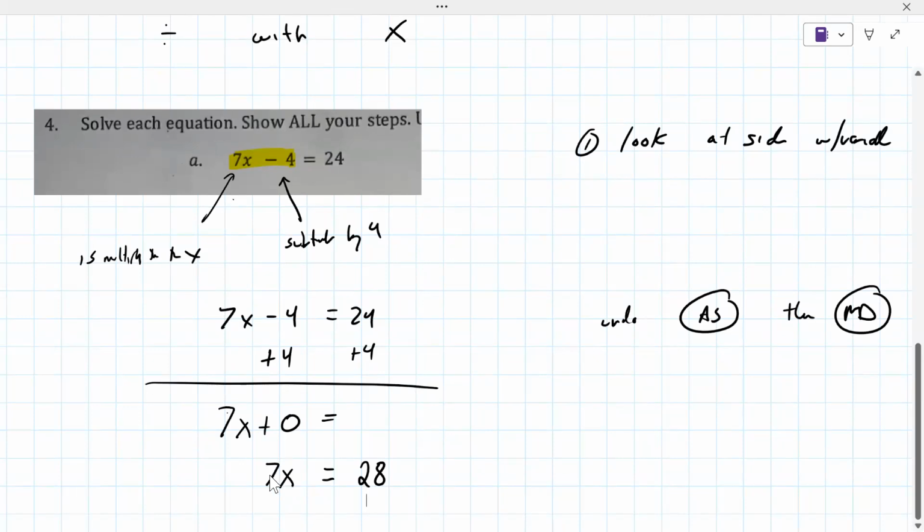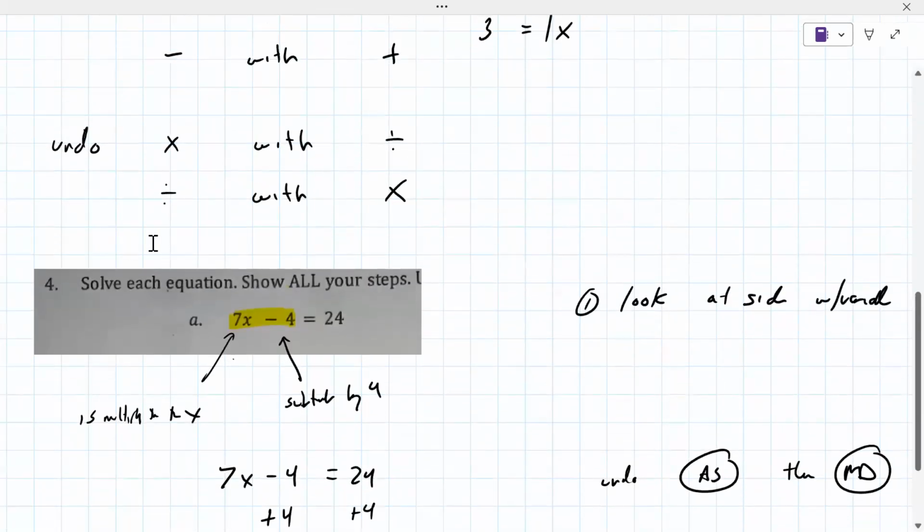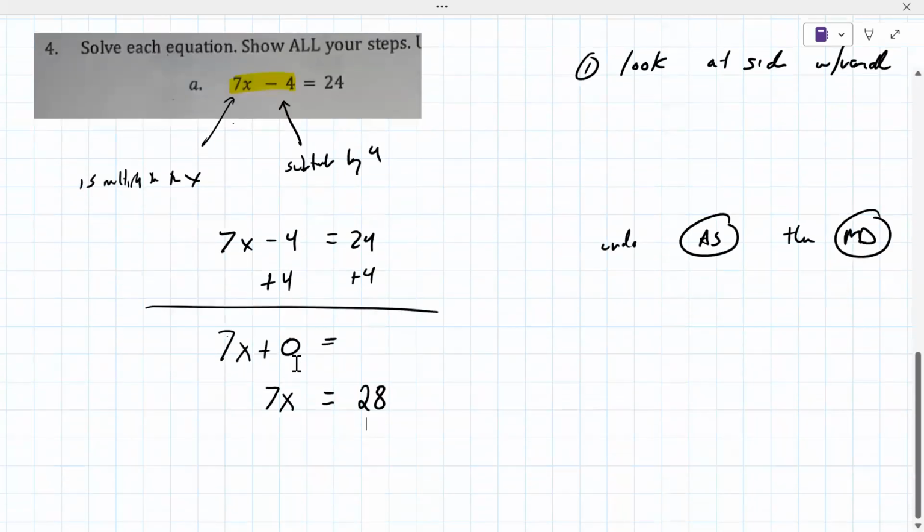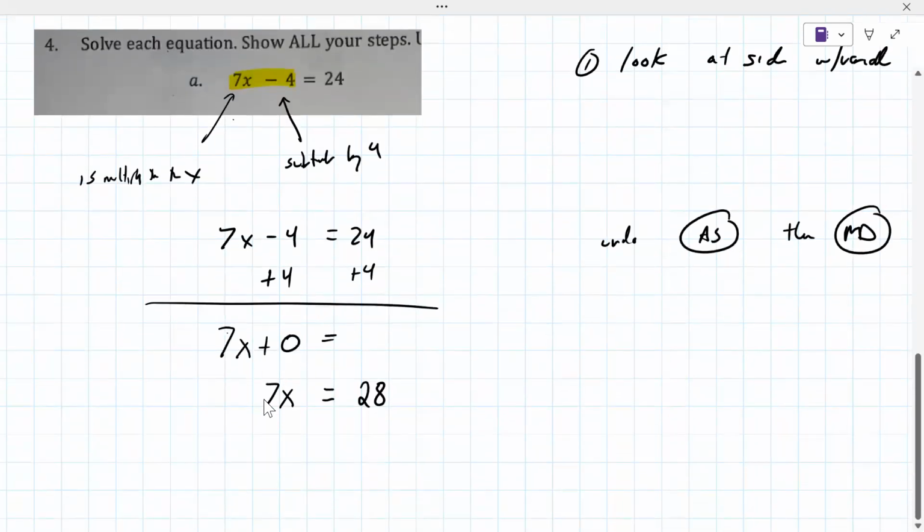I don't know. You just got to look at what's here. You undo, what does this symbol mean? Multiplication. You undo multiplication with division. So yes, you're going to divide both sides by 7 because 7 is multiplying the x. Right? So what is 28 divided by 7? 4. It is 4. Very good.